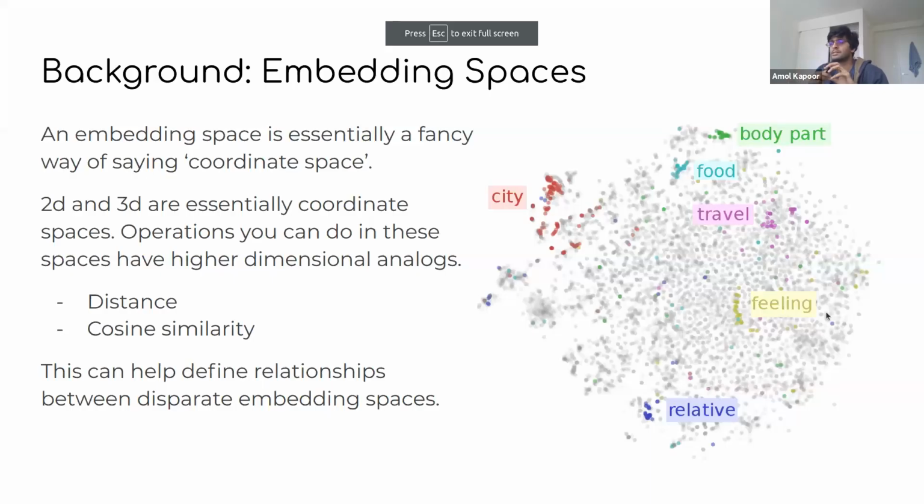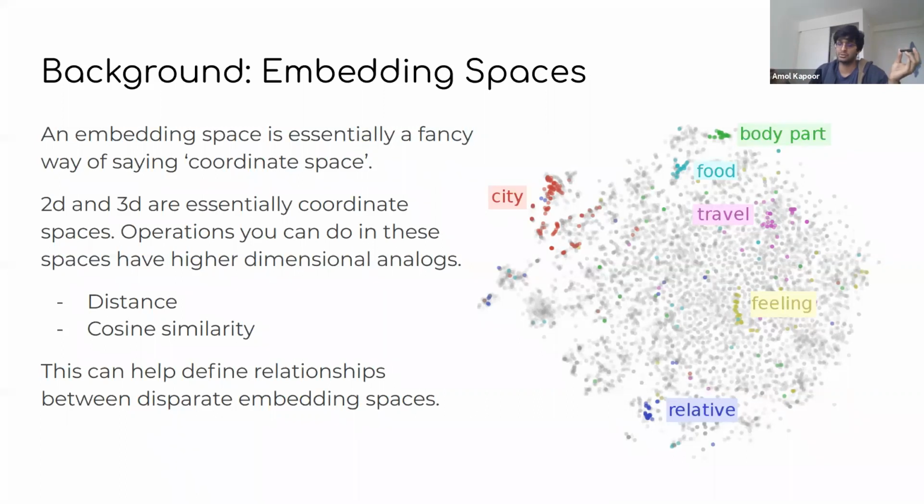So an embedding space is essentially a fancy way of saying coordinate spaces, and 2D and 3D are also just essentially coordinate spaces. So operations that you can do in these spaces have high dimensional analogs. For example, if we have a 2D space, we can pretty easily conceptualize what distance between 2 points in a 2D space might be. There's a bunch of different ways you can do this, whether it be Euclidean or Manhattan or whatever.